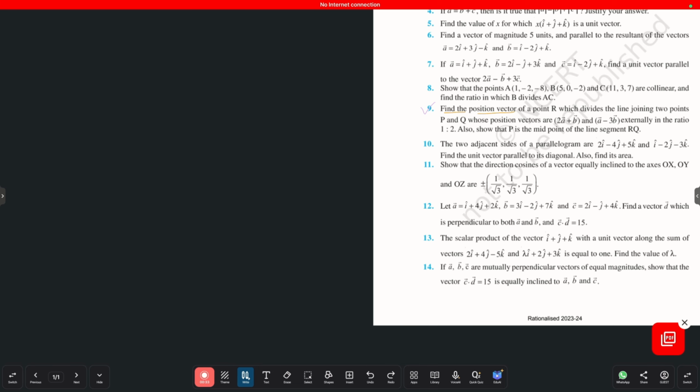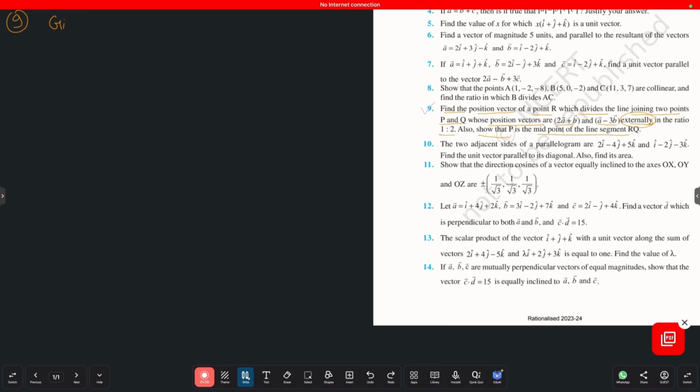Find the position vector of point R, which divides the line joining two points P and Q, whose position vectors are given, externally. Please note that whenever there is external division, in the section formula, instead of plus, it comes minus. In the ratio 1:2, also show that P is the midpoint of the line segment RQ. Given that, first of all, external division, external division given 2:1.